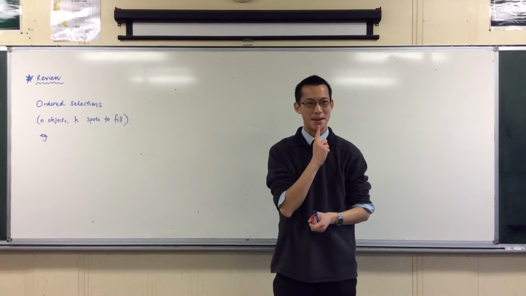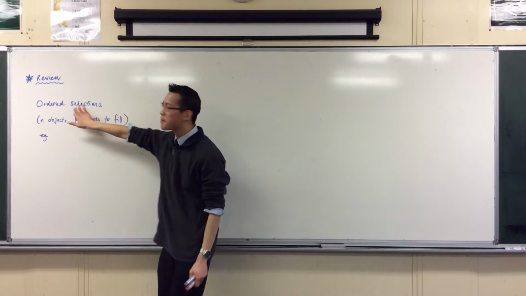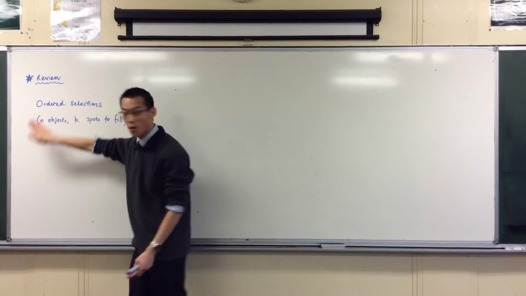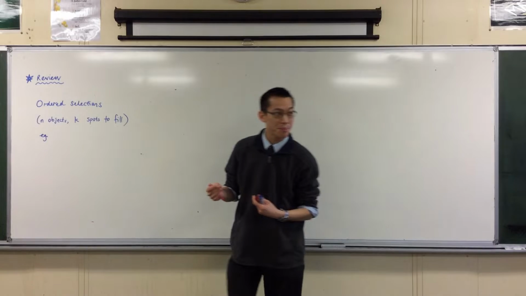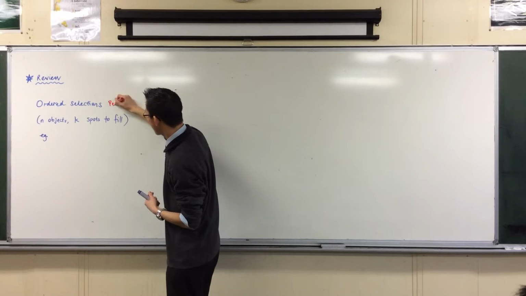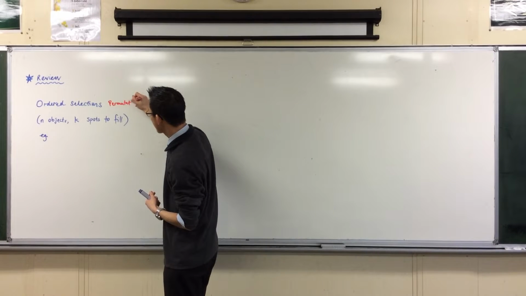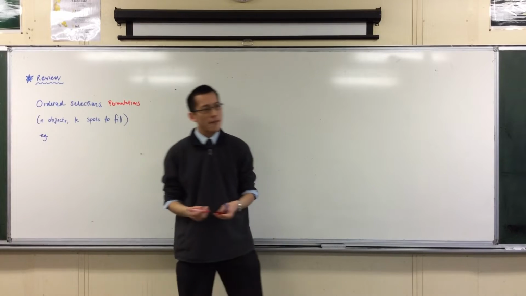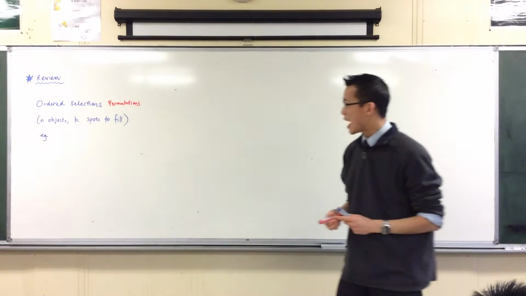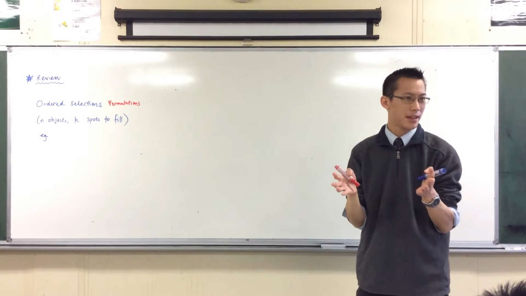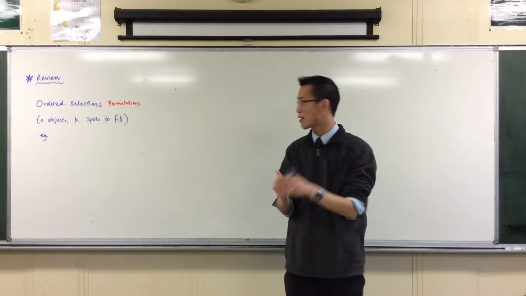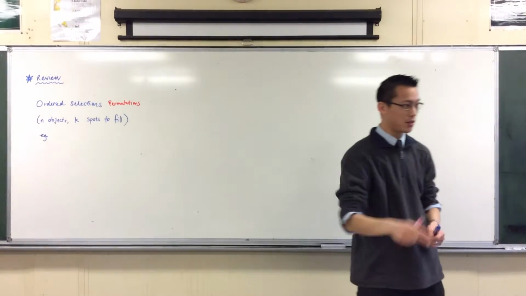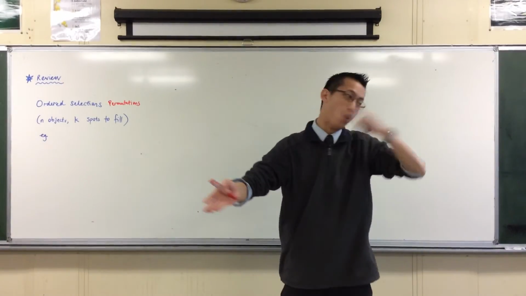So far we've already established that if you want to select a bunch of things and you want them in order, we gave that a special name. We called them permutations. If you have n objects and you have k spots to fill, so you want k of those objects, you've got two situations: either with replacement or without replacement.